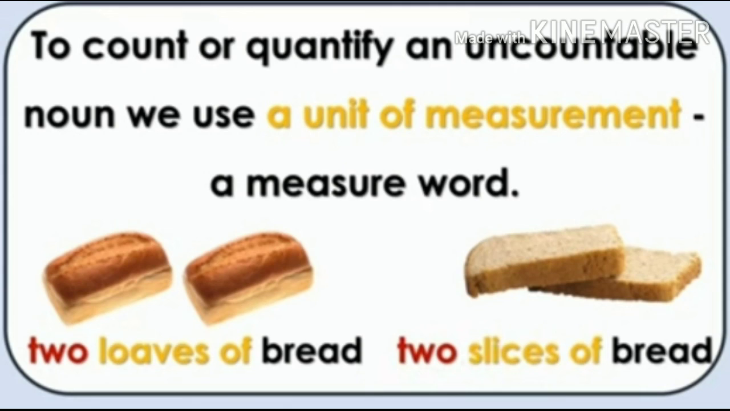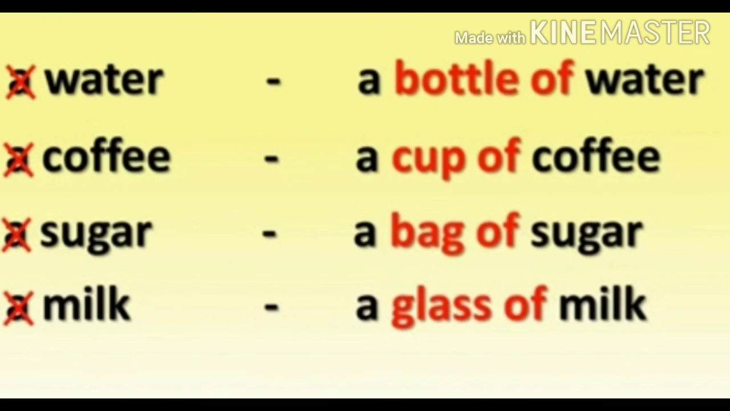Understood? Now here you have to see some examples. First we'll take water. How do we say it in a sentence? Give me a bottle of water. We cannot say give me 1 water or 2 water. Next, see coffee. How will we say? A cup of coffee. Then sugar: a bag of sugar or a pack of sugar. Now next, milk. How will we say? A glass of milk. We cannot say give me 1 milk or 2 milk.